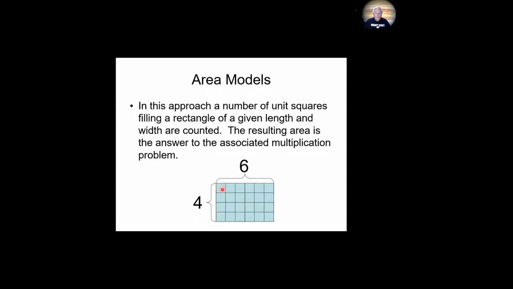I can count 1, 2, 3, 4, 5, 6, 7, 8, 9, 10, 12, 18, 24. I want to let you know there's a little secret behind how I did that counting. What we do when we count is we're trying to reinforce this notion of skip counting eventually, where we can say 6, 12, 18, 24.